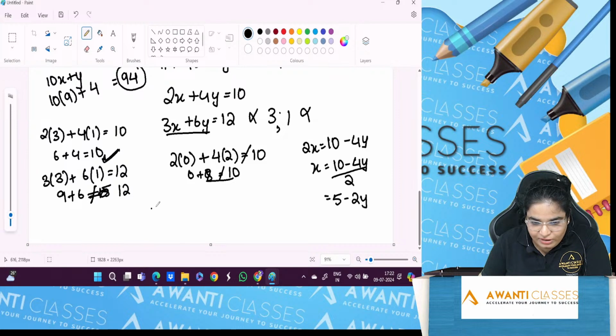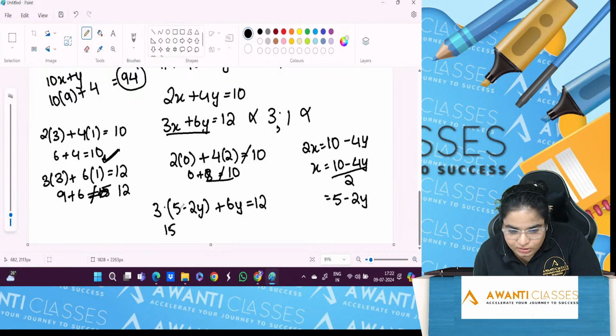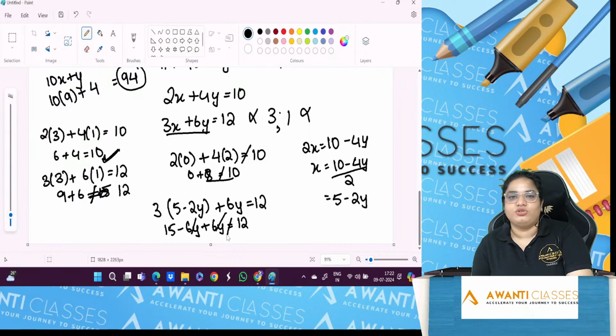Okay. Then if I replace that, 3 times x, which is 5 minus 2y, plus 6y is equal to 12. 3 5s are 15, 3 2s are 6, plus 6y is equal to 12. Y and y got cut, no? Is 15 equal to 12? No. So there is no solution. It is an inconsistent solution.